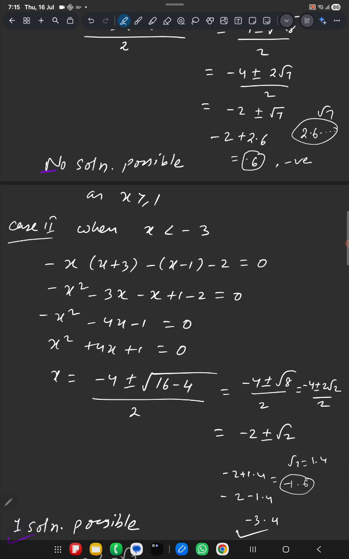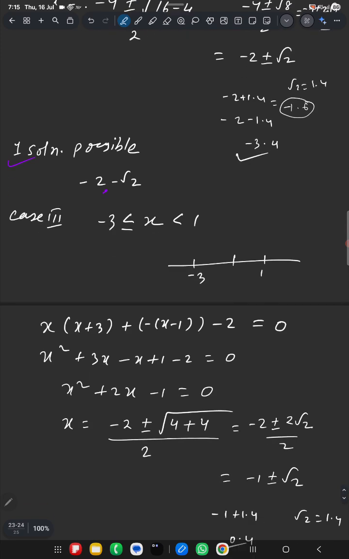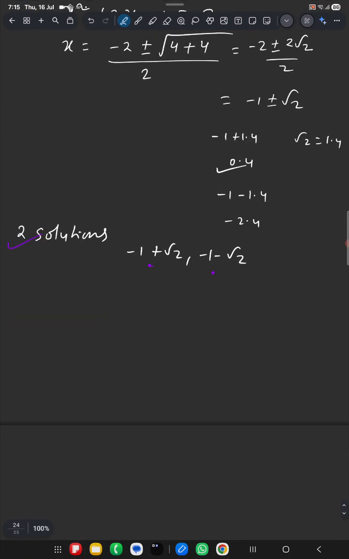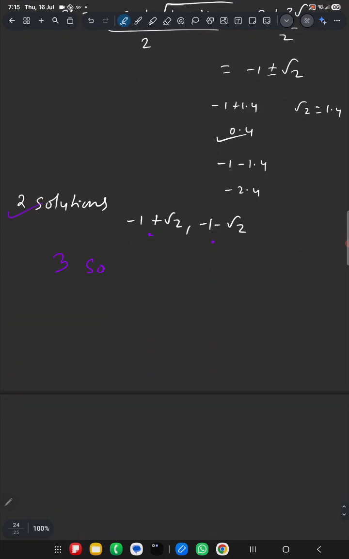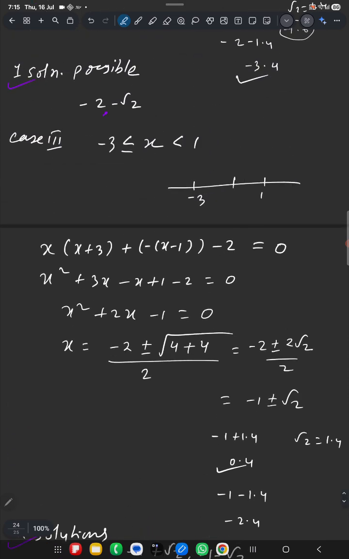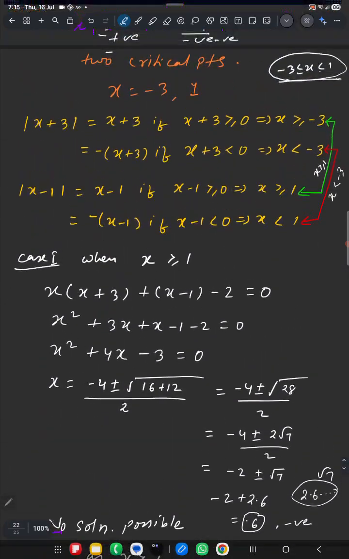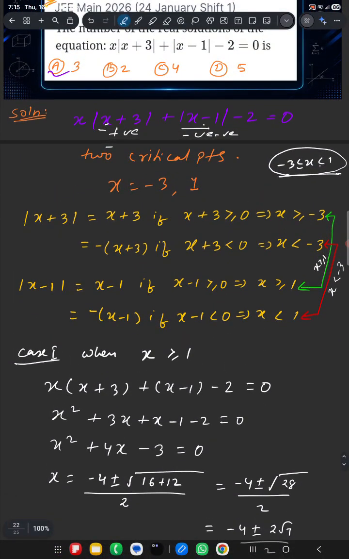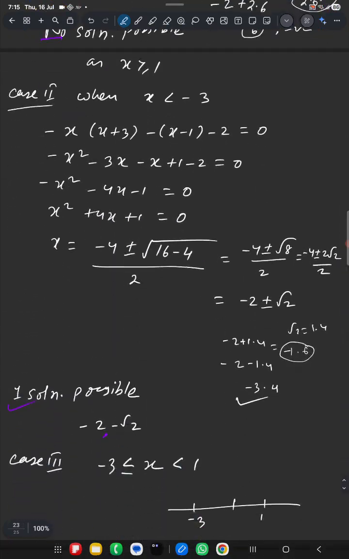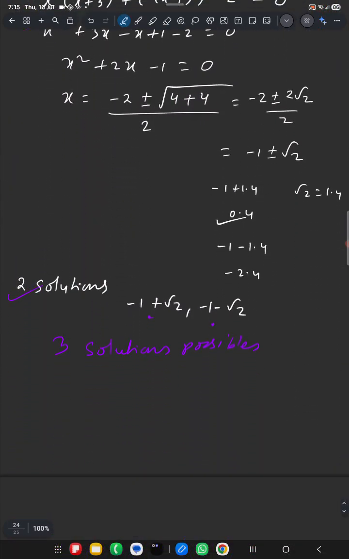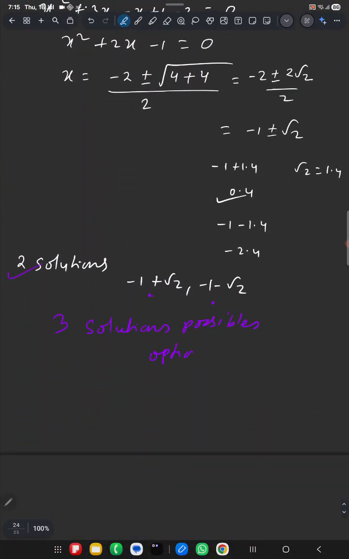No solution also has to be counted. So as a whole we are getting 2 plus 1, that is 3 solutions possible. Check from the options: 3 is option A. So option A is correct. Okay, thank you.